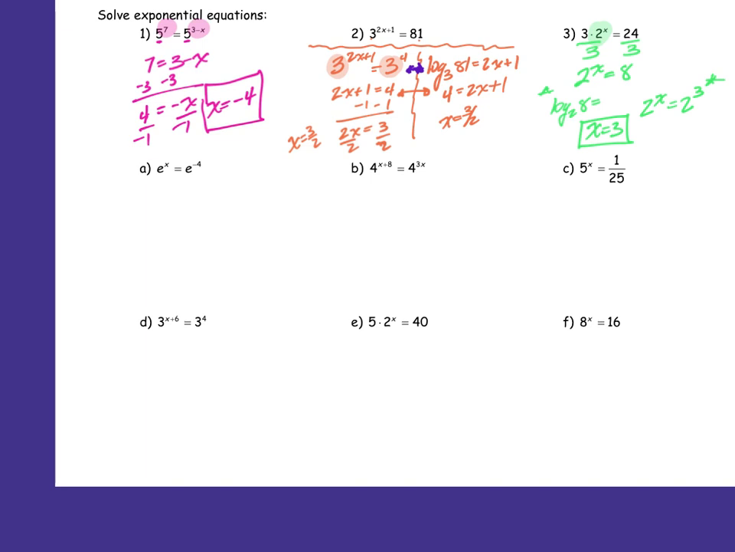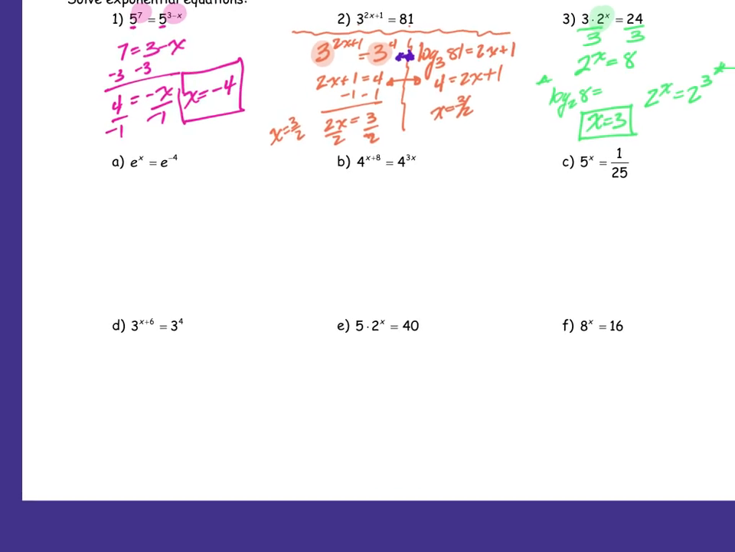So the first one, I'm gonna leave it this size. The first one just has the same base, base e. So if the bases are the same, I can just set the exponents equal to each other. So x equals -4, boom.